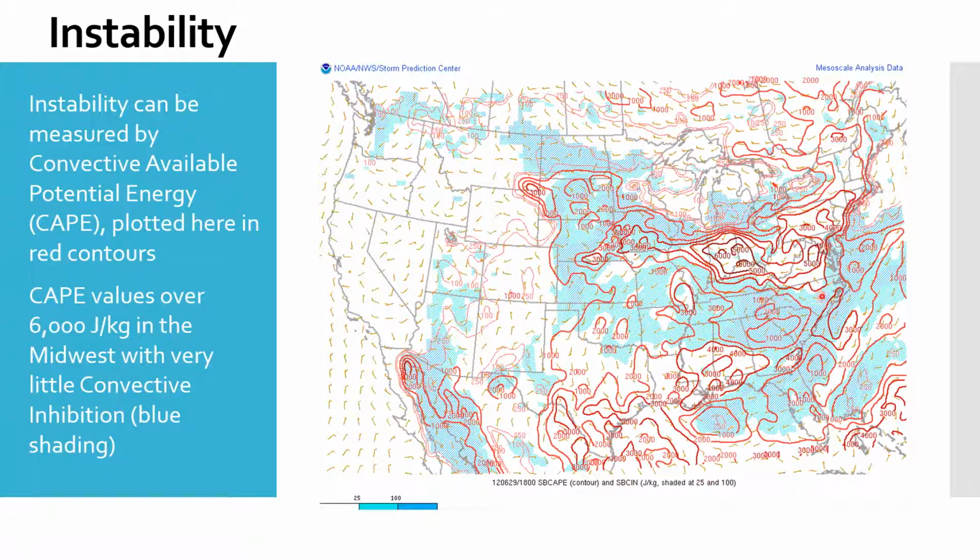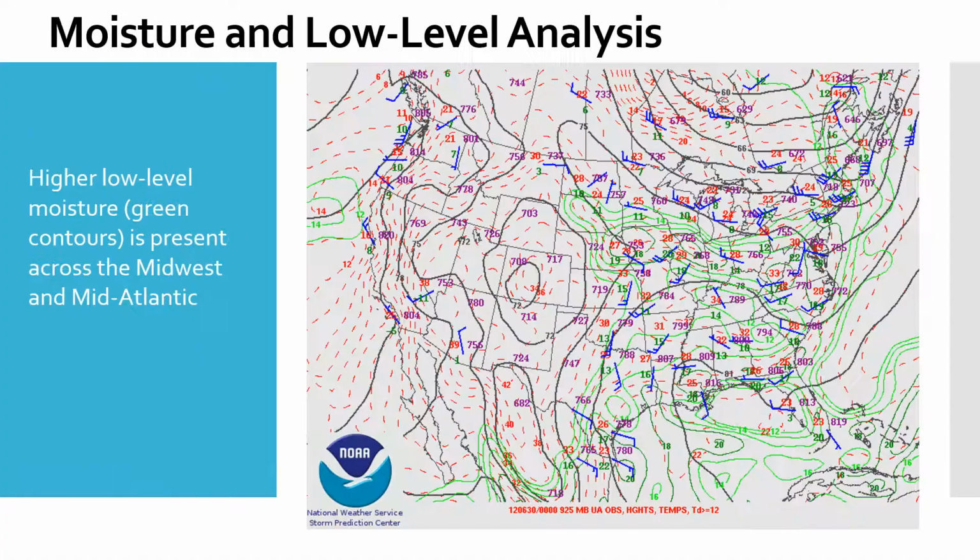In addition, notice how there's very little blue shading in this area. So there's very little convective inhibition, meaning that there's not much to stop our storms. Once the lifting mechanism provides that lift, they're going to want to keep rising. That air is going to want to keep rising, and our storms are going to keep getting stronger.